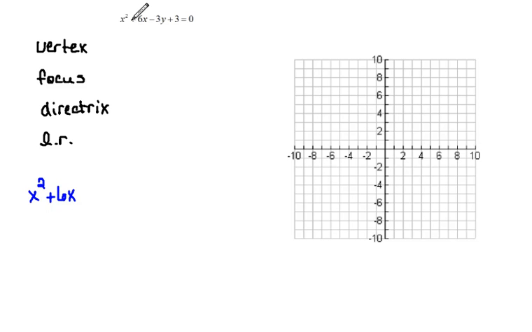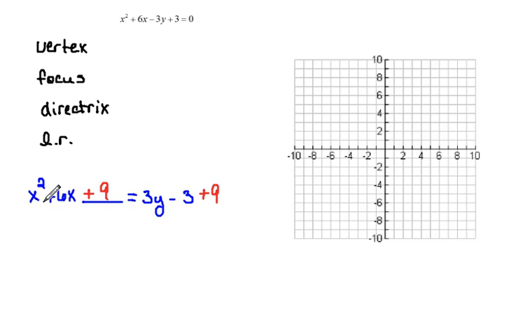Since the x is what's squared this time, that's what we're completing the square on, so I'm going to leave a blank. And I'm going to move everything else over to the other side. So that means that we're going to have to add 3y to both sides and subtract 3 from both sides. Now we can go ahead and complete our square. So if we take half of the middle term, half of 6 would be 3, squared is 9. So we're going to have to add 9 to both sides to balance.